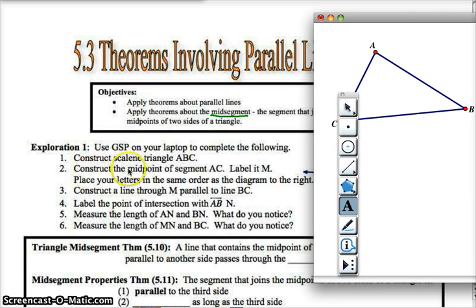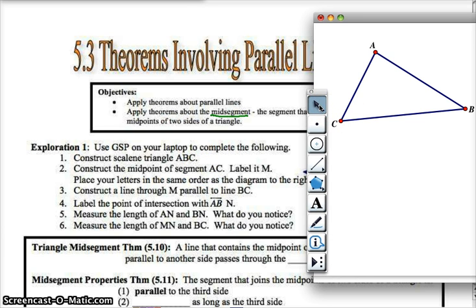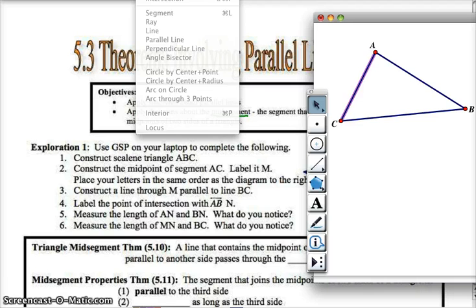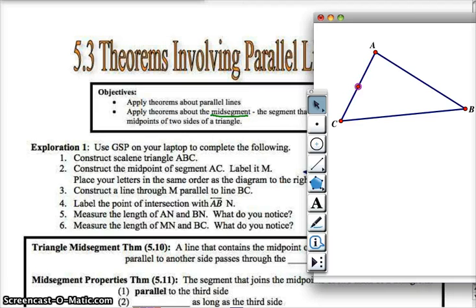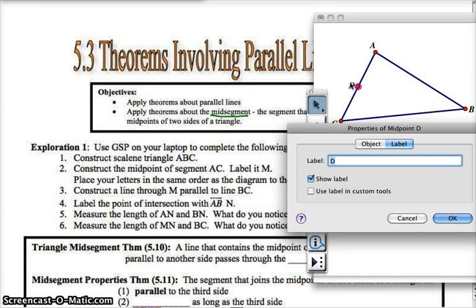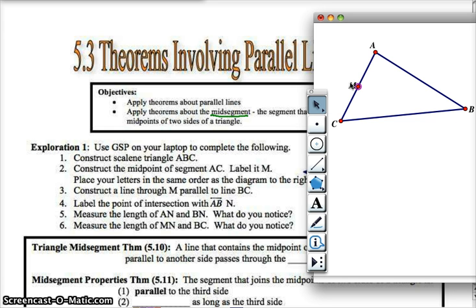Now I'm on step 2. It says construct the midpoint of segment AC. So notice I'm always hitting the arrow button to escape, or you can push the ESC button. So I'm going to highlight my segment AC, and I'm going to go up to the top where it says construct, that menu of construct, and I'm going to construct the midpoint. It's the second one down. So here's my midpoint. If you want to label that M, you have to go back to your letter A. Now it doesn't label it M for you automatically, so you have to double click on that and then just manually change it to capital M. So now I have my midpoint M.